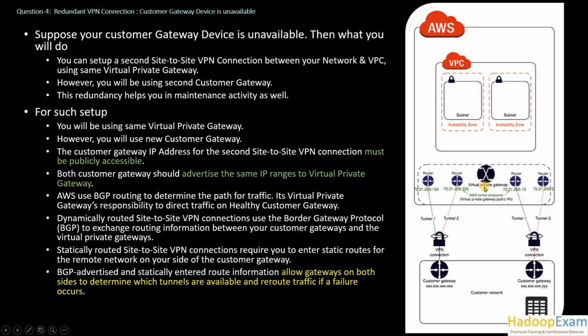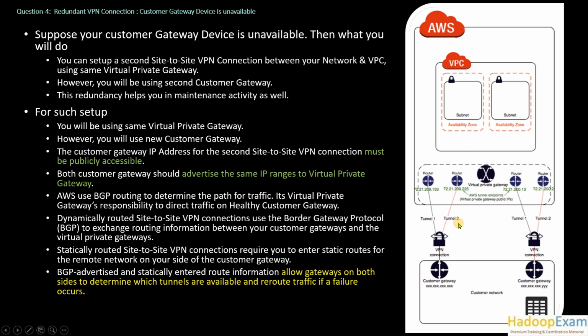A dynamically routed site-to-site VPN connection uses the Border Gateway Protocol to exchange routing information between your customer gateway and virtual private gateway. So obviously we discussed this BGP. Statically routed site-to-site VPN connections require you to enter static routes for the remote network on your side of the customer gateway. We discussed in the first question, when you are using static routing, you need to configure the addresses explicitly. BGP advertisements and statically entered route information allow gateways on both sides to determine which channels are available and route traffic if a failure occurs.